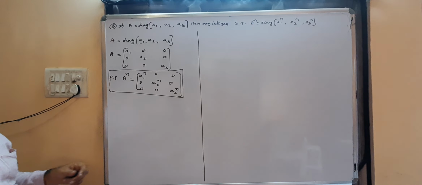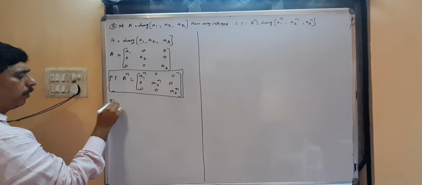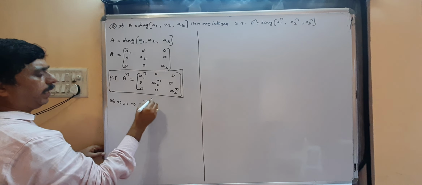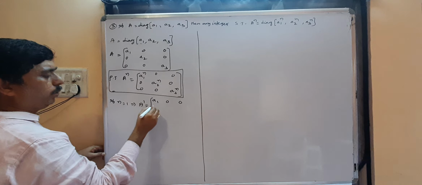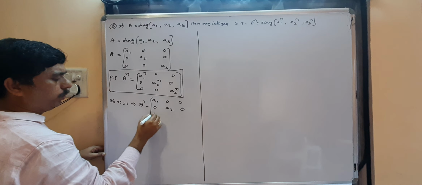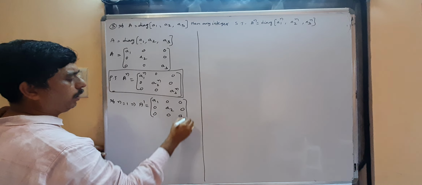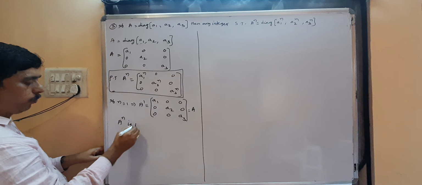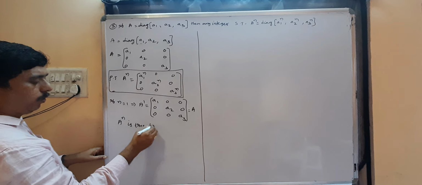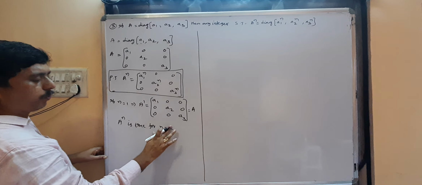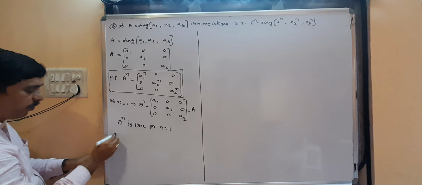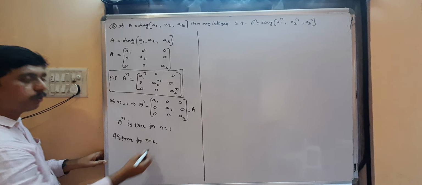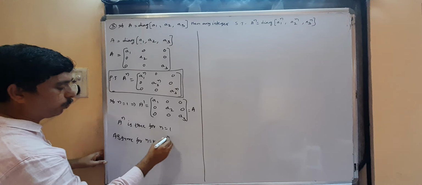Now, same mathematical induction. If n equals 1, A power 1 equals a1 power 1, which is a1, 0 0, 0 a2 0, 0 0 a3. This is the A matrix that is given. So the statement holds for n equal to 1. Next, you can assume it for n equal to k.